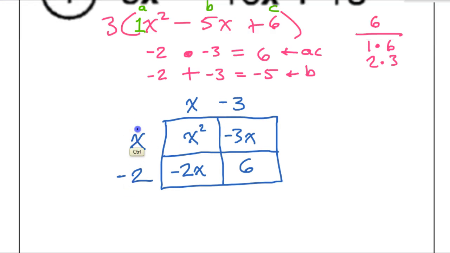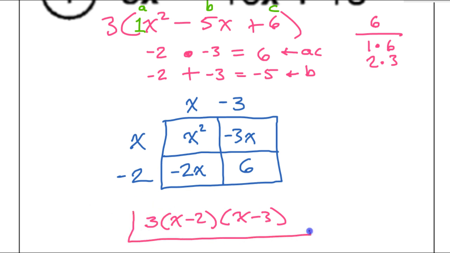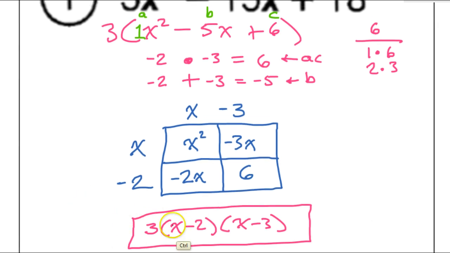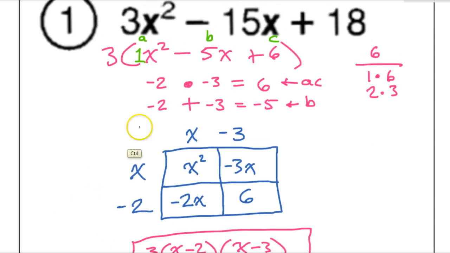Now, looking at the numbers down the left-hand side, I'm going to have a factor of x minus 2. Looking at the numbers across the top, that's going to give me a factor of x minus 3. And then don't forget about the GCF that we had right at the beginning. That is to be included, and this is the final answer. If I were to multiply this all together, it would give me 3x squared minus 15x plus 18.